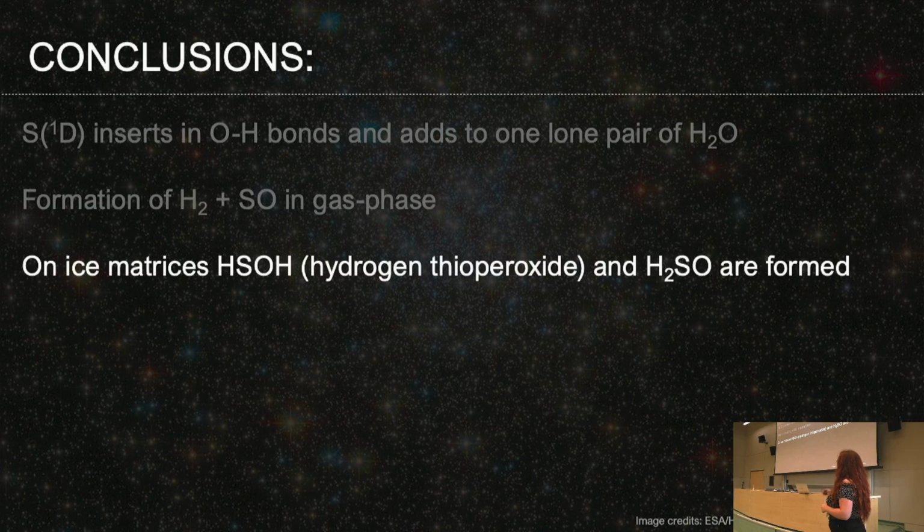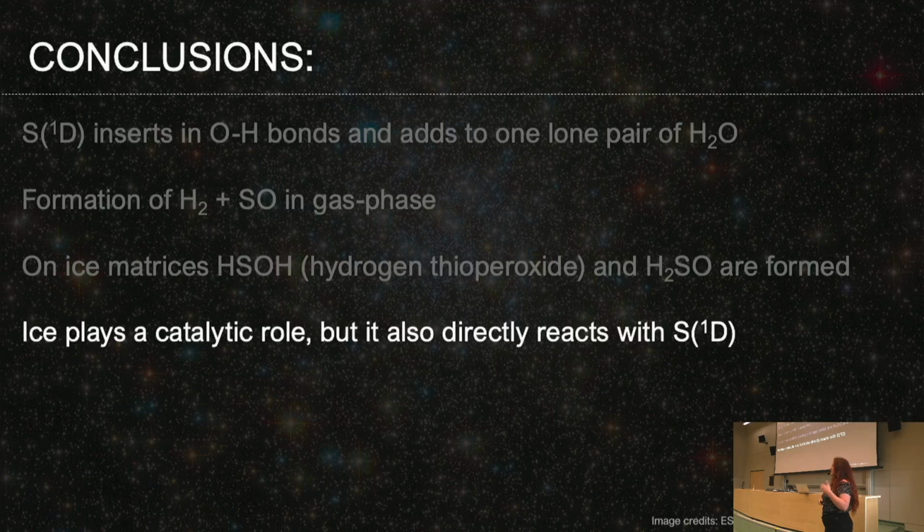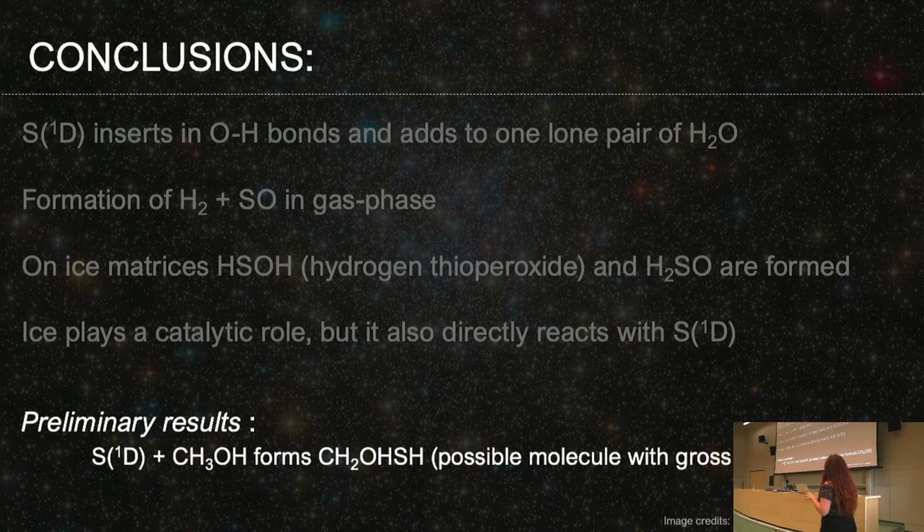We have also seen how on ice matrices we can form species containing sulfur and oxygen atoms, such as HSOH and H2SO. We have seen how ice can play a catalytic role, of course. It's also able to dissipate some of the excess energy, but it also acts as a real reactant with sulfur. And brief spoiler, we have also started working on a possible formation reaction for this molecule here, and we may have found a path. So it's simply the reaction of sulfur with methanol, but it's doable.